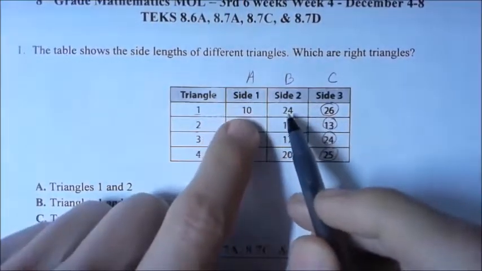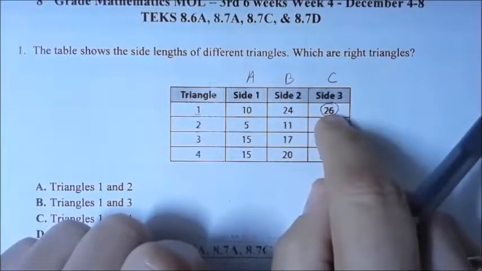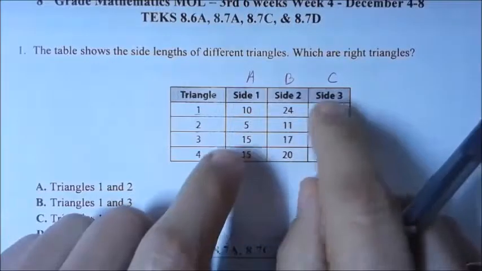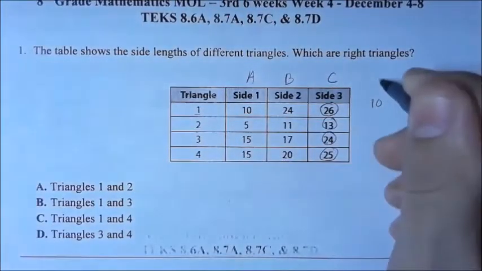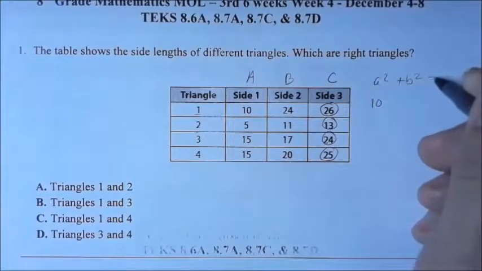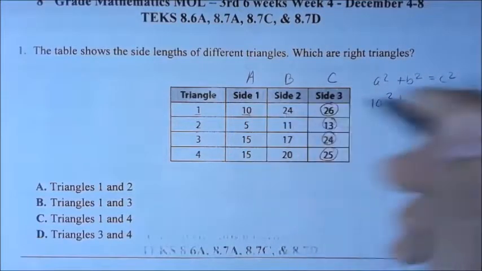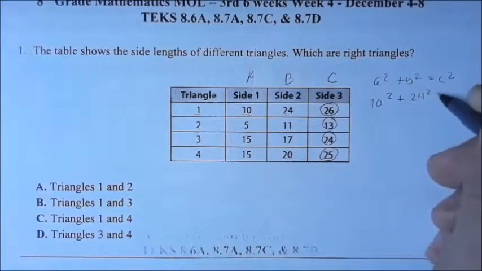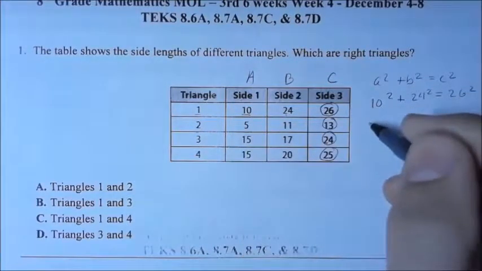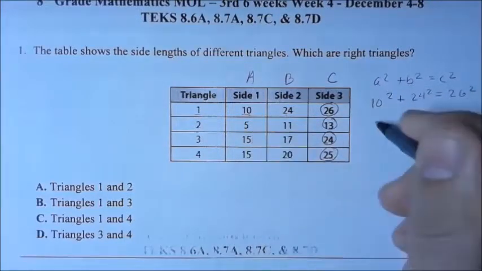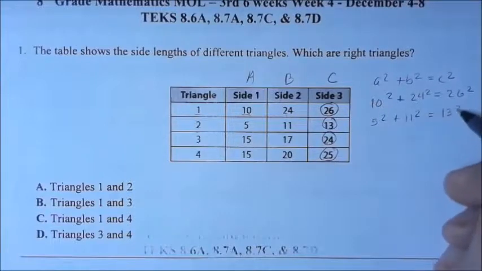Remember, what we said on the area model is that the two little boxes are always equal to the big box. And we're looking at squared units. So let's go ahead and set this up. What we have is a squared plus b squared equals c squared. So we got 10 squared plus 24 squared equals 26 squared. We're going to write all of these out, and then we'll check them and see which one's false or true. So we have 5 squared plus 11 squared equals 13 squared.